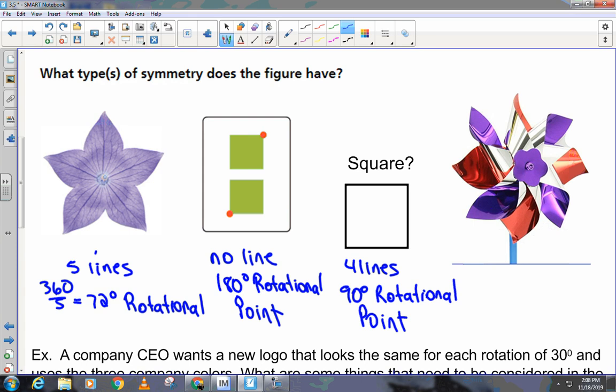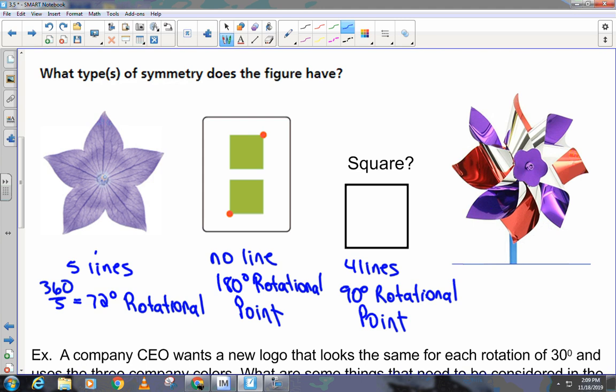Now, this one is a little bit tricky in that the colors kind of get in the way a little bit. Does it have line symmetry? Well, it's kind of hard to tell because of the angle it's at. It would just really depend on whether those things opened up the same. You know what I'm saying?